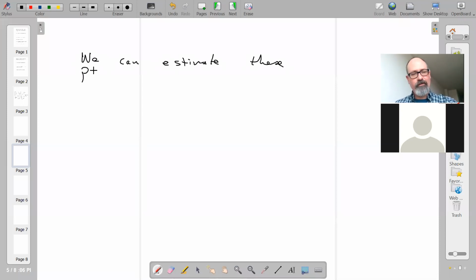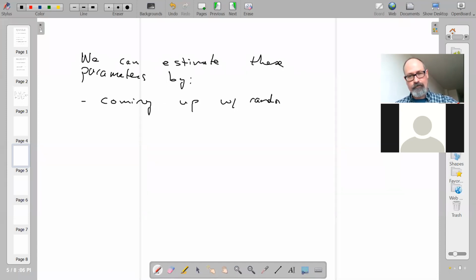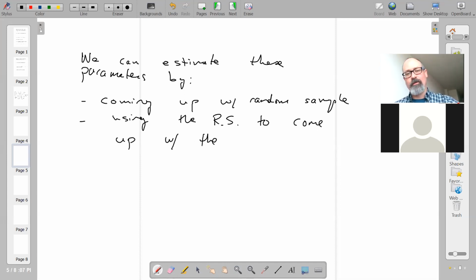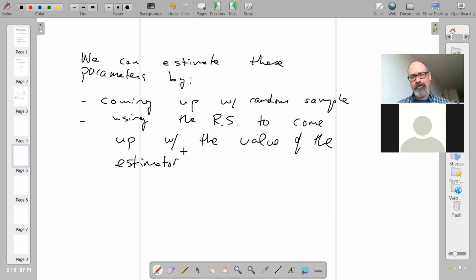these parameters by coming up with a random sample, and then using that random sample to come up with the value of the estimator. In a class like this, most of the time, you don't call what you're doing an estimator, you call it a statistic. In a class like this, the idea of a statistic and the idea of the estimator are kind of the same idea.